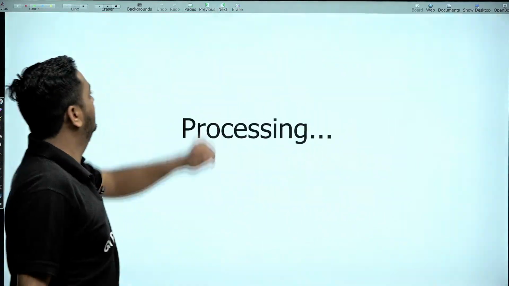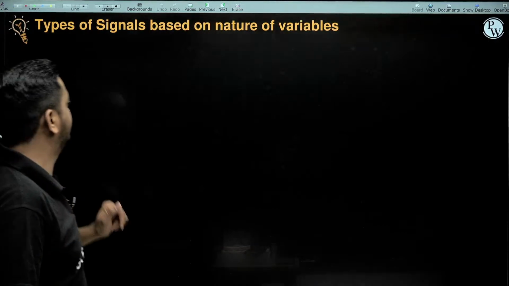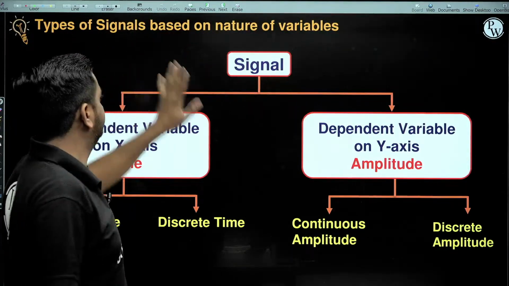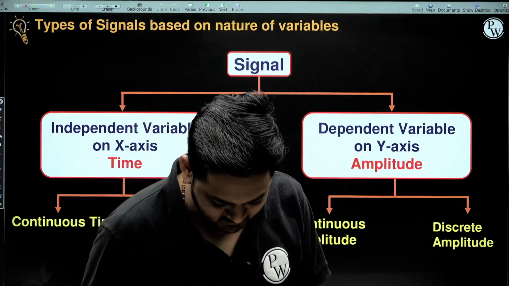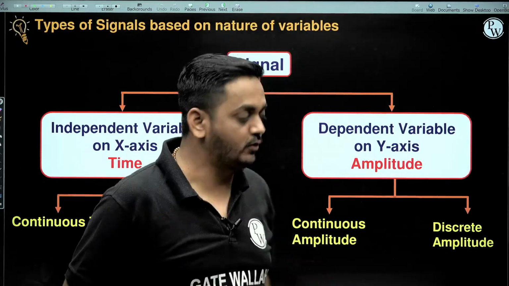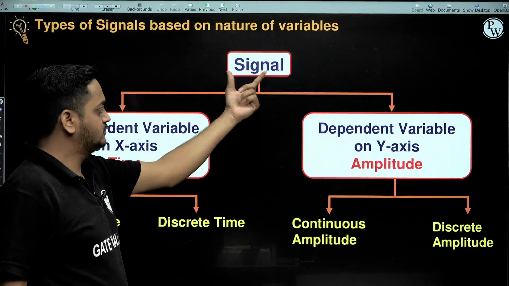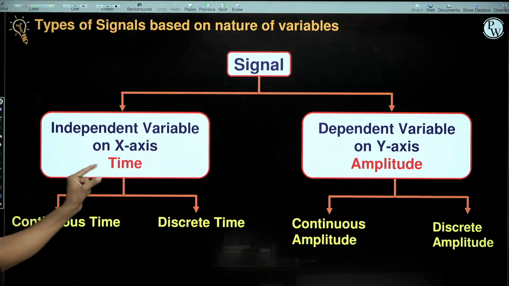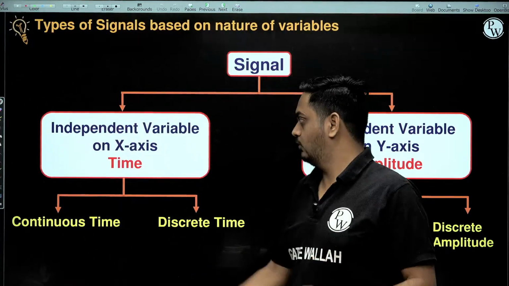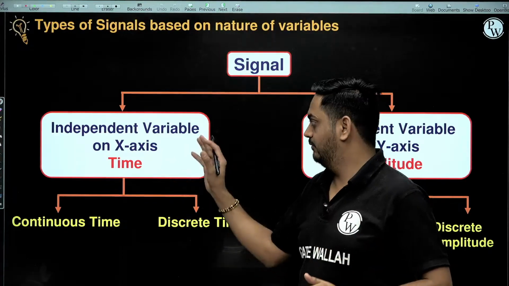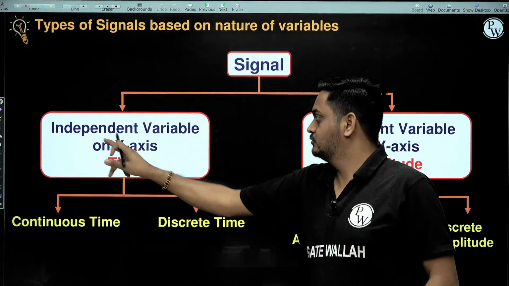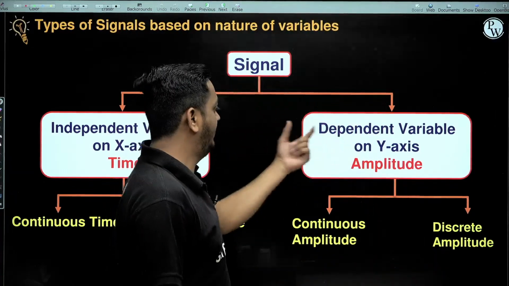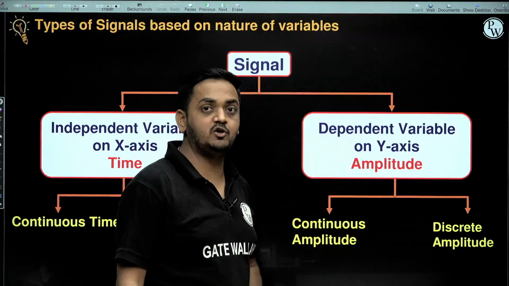So here now you can see, guys, types of signals based on nature of variables. Okay, now you can see here signal, I'm simply writing. So there are two types of variable as I told. One is independent variable on x-axis, and we will consider time. See, not always time, guys, but in your syllabus and in the standard book also we are considering time. So independent variable on x-axis is nothing but time t, and here dependent variable on y-axis, that is the amplitude, guys, amplitude of the signal, correct.